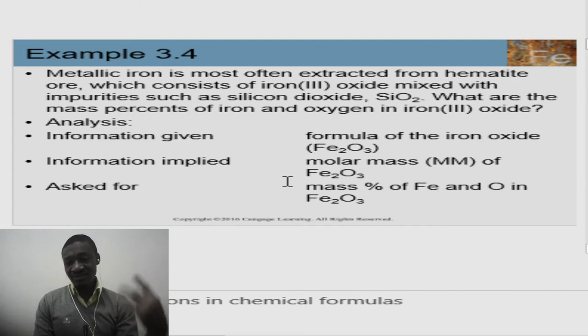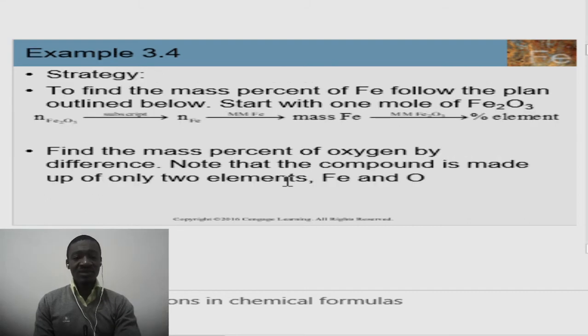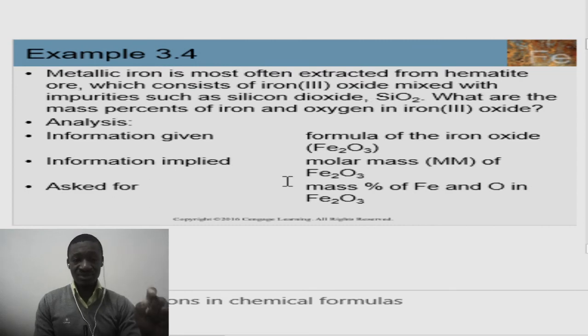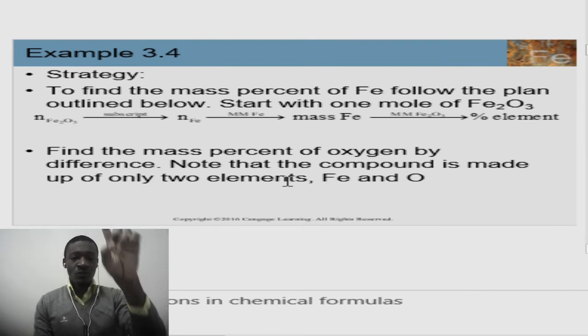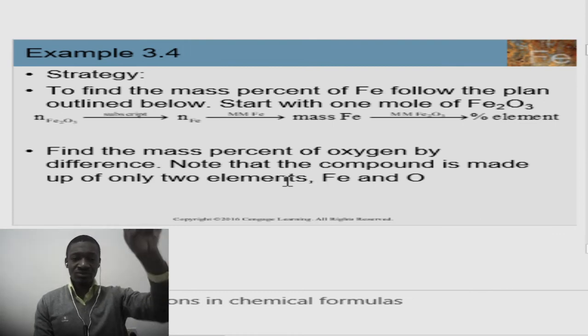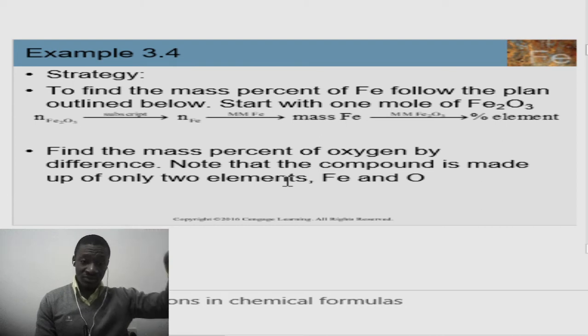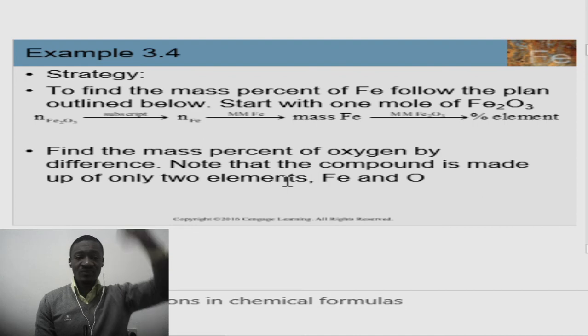Remember, we said iron is a transition metal, so you can have iron 2 or iron 3. So it's iron 3 I'm focused on. So let's see how it's been solved. The goal is that you want to know the percentage of iron and oxygen. See how it's done. The goal is for you to find the number of moles of iron 3 oxide, and then you find the mass, and then from the mass of the iron you find the percentage.